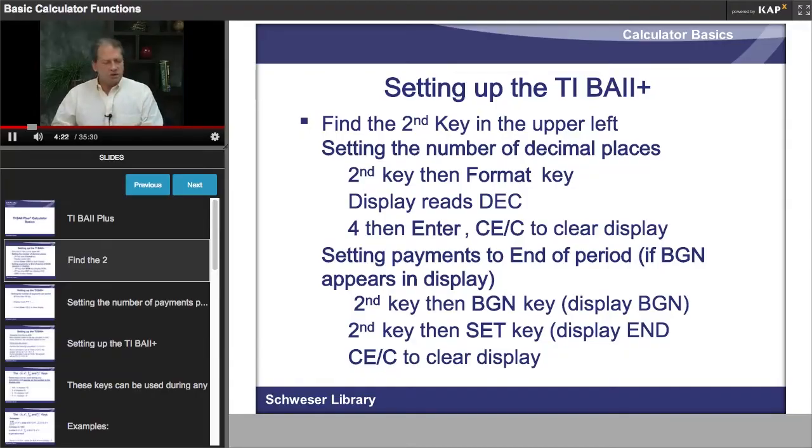When it's in begin mode, there's a little BGN that shows up in the upper right-hand corner here and lets you know you're in begin mode. If it's in end mode, since that's the default, there's no indication of that on the display.